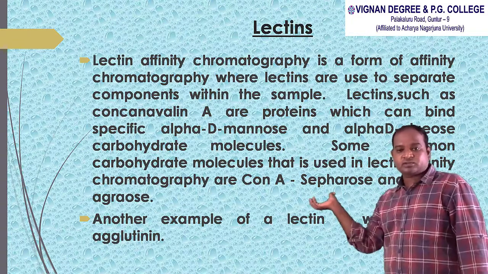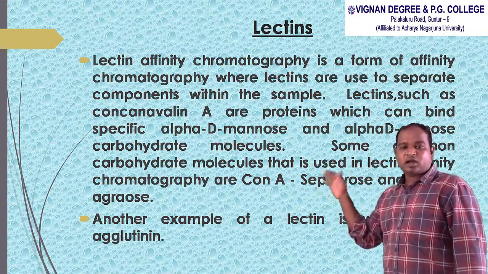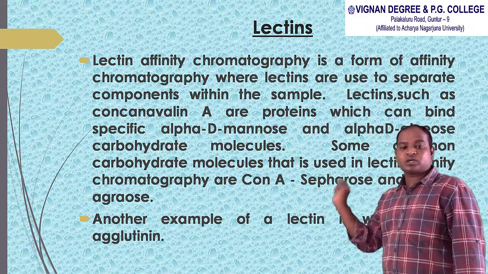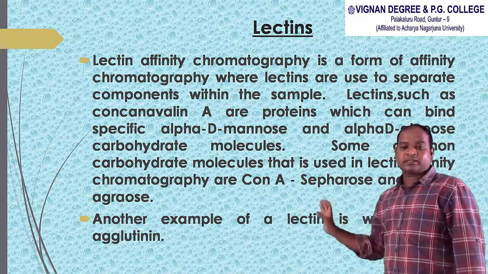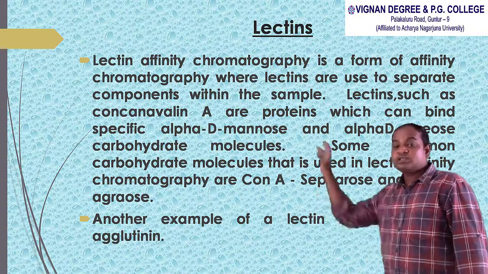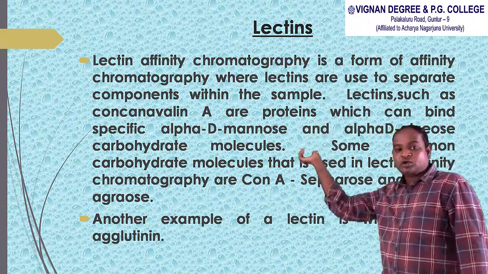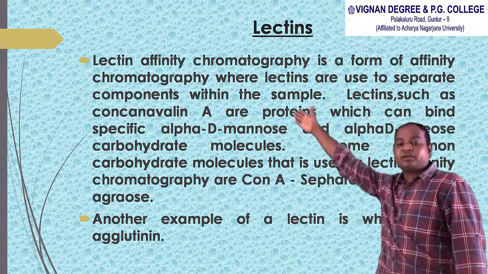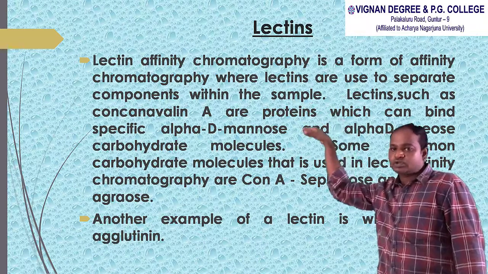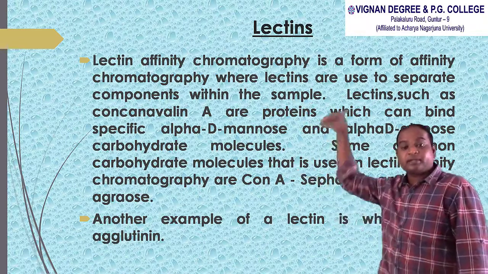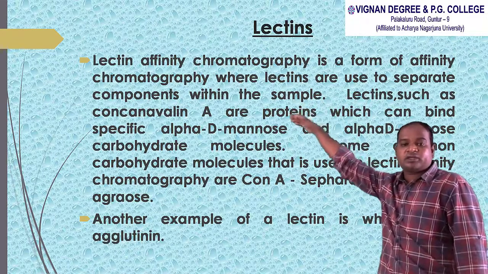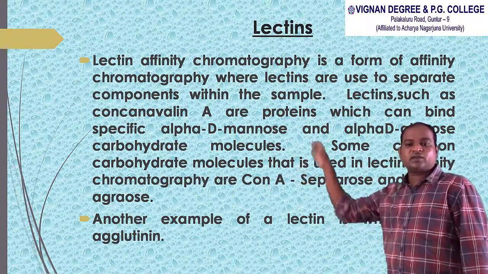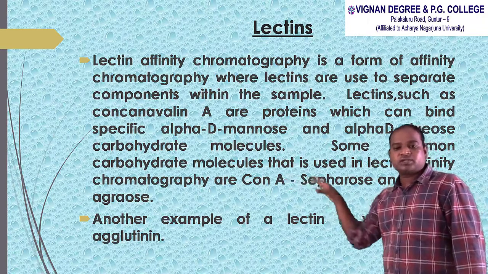Examples are lectins such as concanavalin A, which are proteins that can bind to specific alpha-D-mannose and alpha-D-glucose carbohydrate molecules. If your separating molecule has alpha-D-mannose or alpha-D-glucose, it will bind to the concanavalin A ligand. If it does not have any alpha-D-glucose or alpha-D-mannose, it will not bind to the concanavalin A. In this way, we separate the lectin molecules by chromatography.